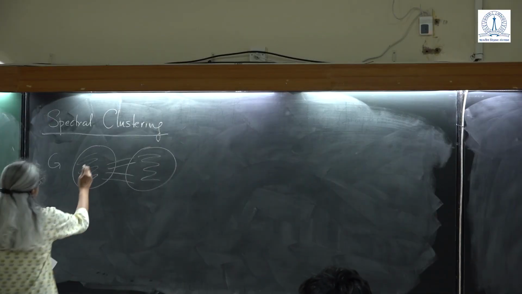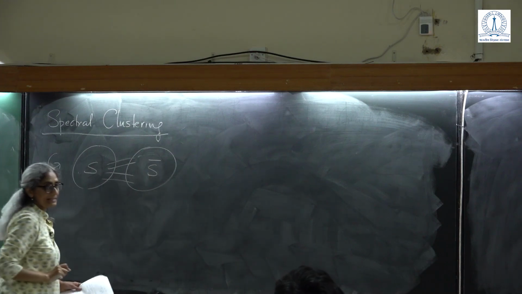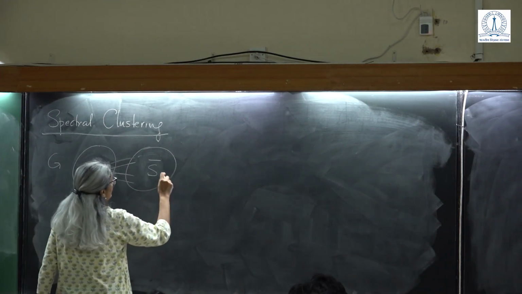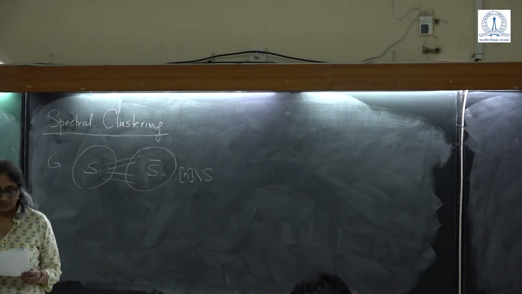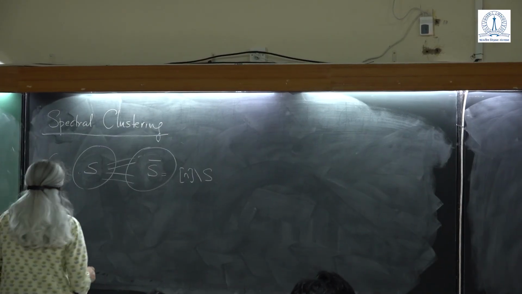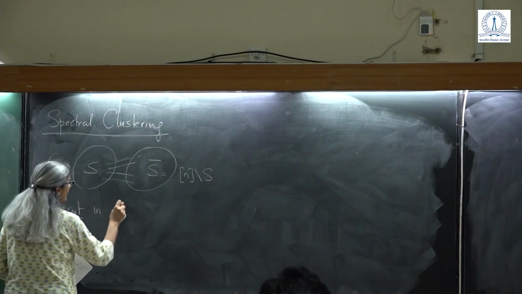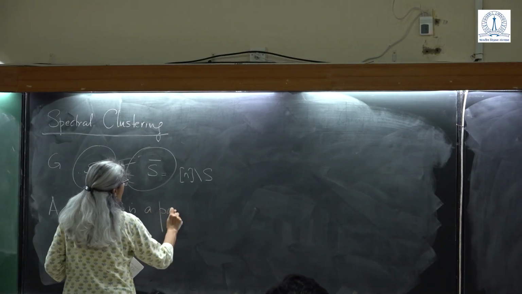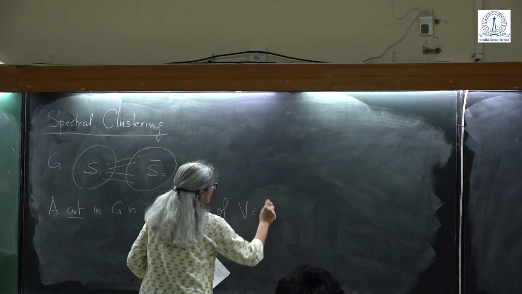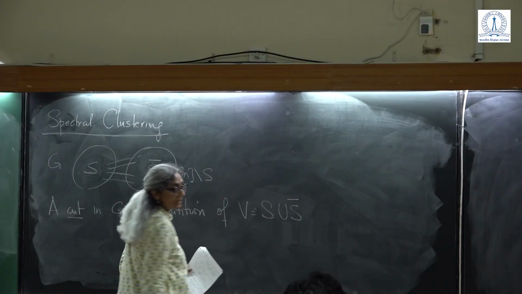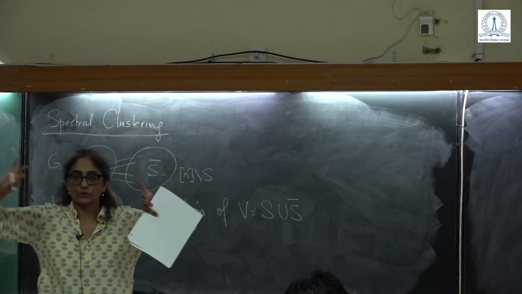Okay, so let's call this cluster S, and let's call everything else S bar. So S bar is just N minus S. Those are the two clusters. And then I'm going to make a few definitions. A cut in the graph is a partition of the vertices into some set S and its complement. So this is a cut. It's just a partitioning of the vertices into two parts.